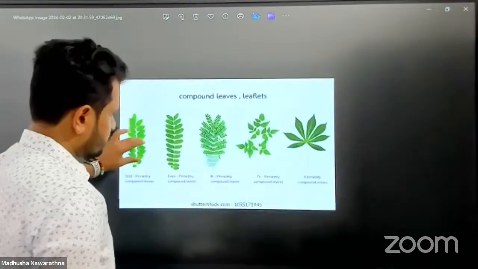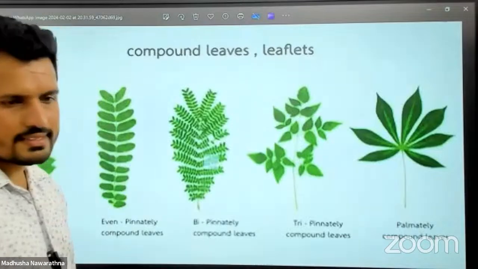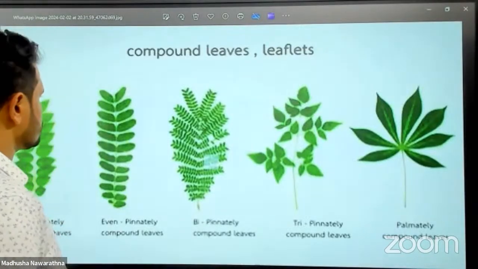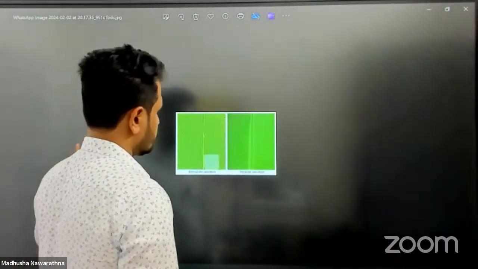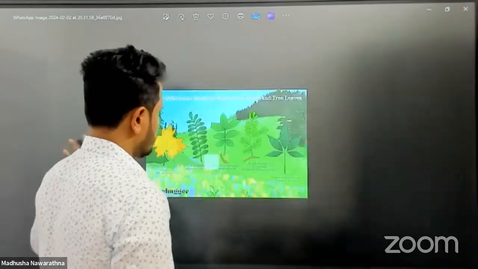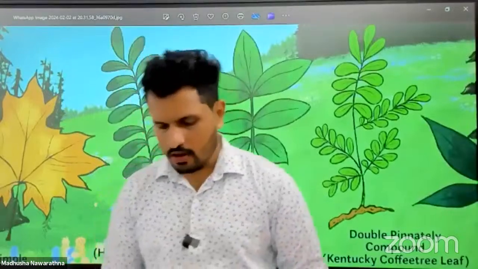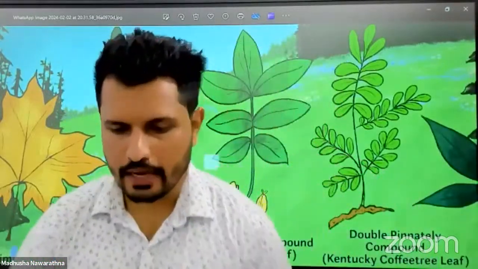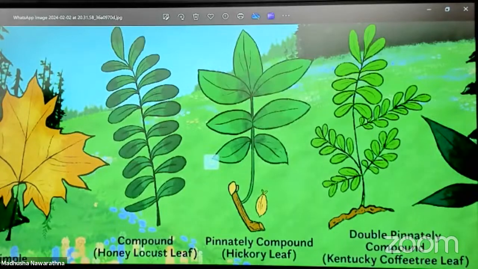Look at some other examples. Right. Okay. We'll write this topic down: compound leaves and simple leaves. So simple leaves and compound leaves.